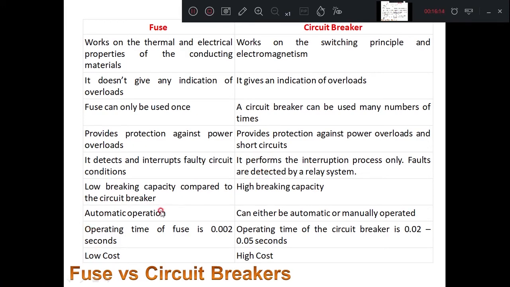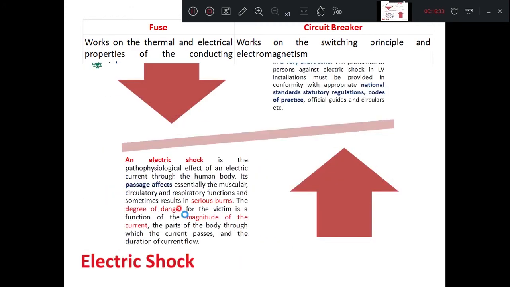Then it is automatic in operation, and can be operated either automatically or manually. It operates in 0.002 seconds, whereas a fuse can be operated in 0.0 to 0.05 seconds. If you compare the cost, the fuse has a very, very low cost as compared to the high cost of the circuit breaker.